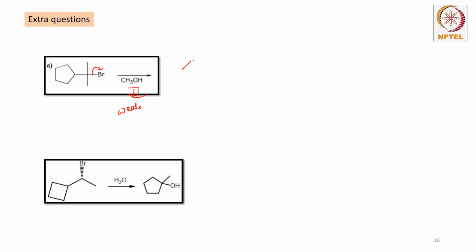So let's try to solve this one. So first the bromide will be removed from the system and we will get our carbocation.